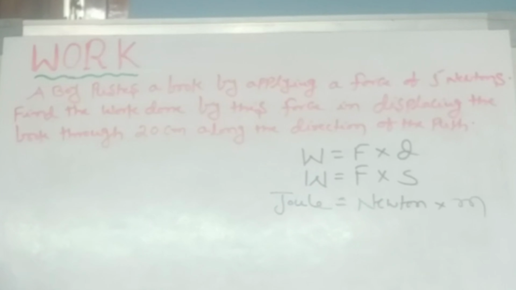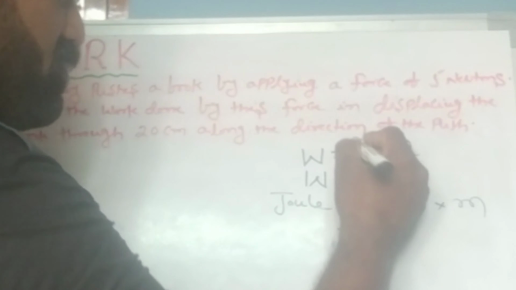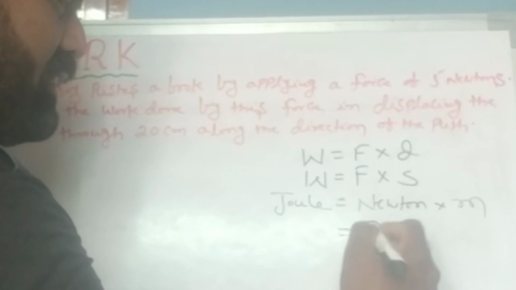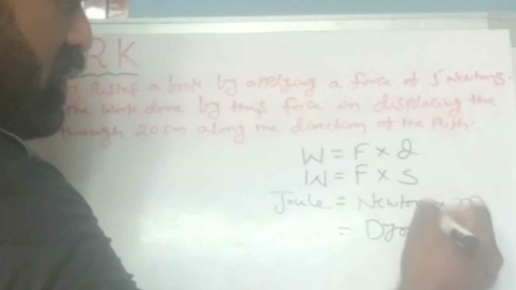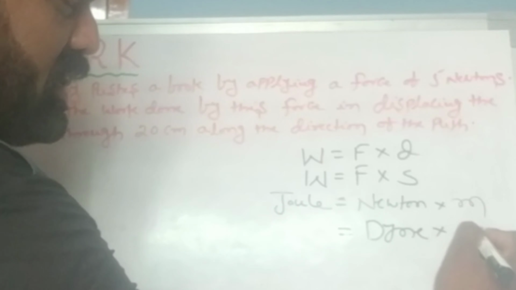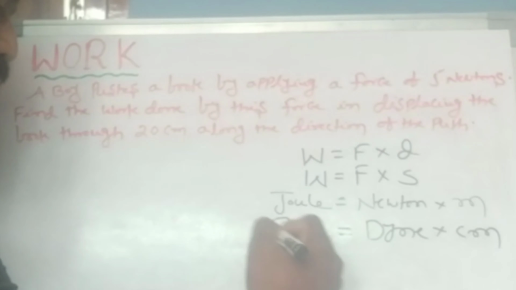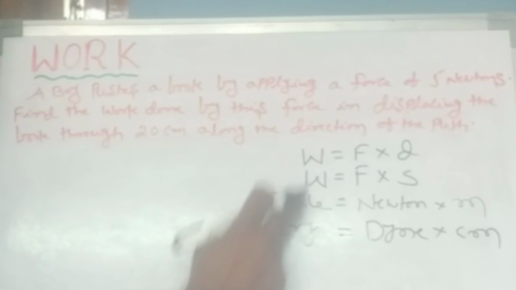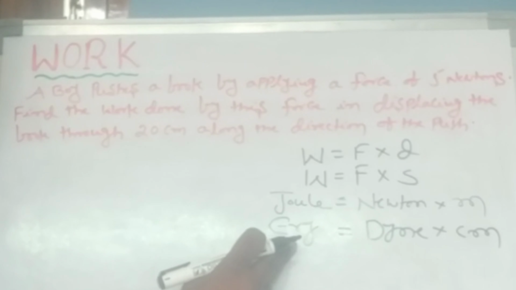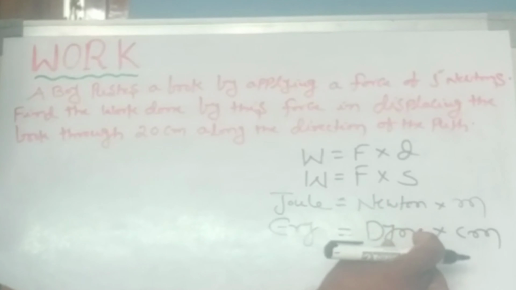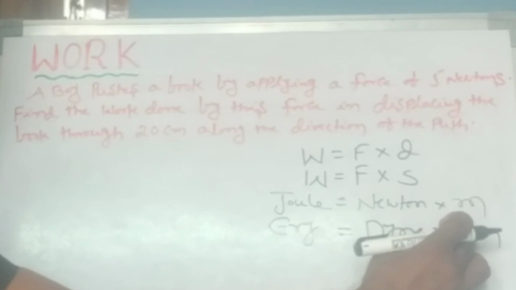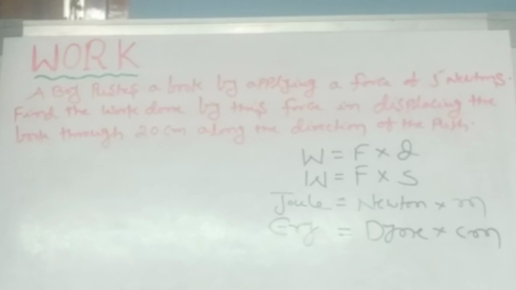Now the unit of work in CGS system. In CGS system, the unit of force is dyne and the displacement unit is centimeter. So dyne centimeter is nothing but erg. So the unit of work in CGS system is erg. Erg equals dyne centimeter.